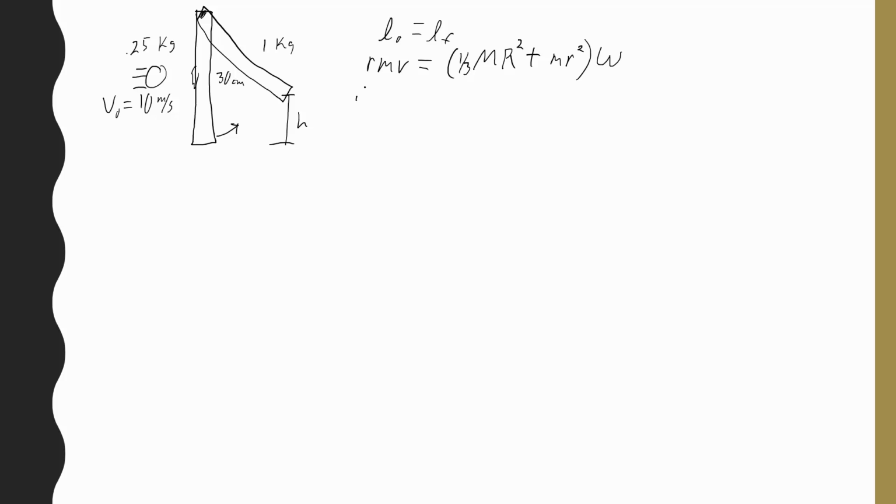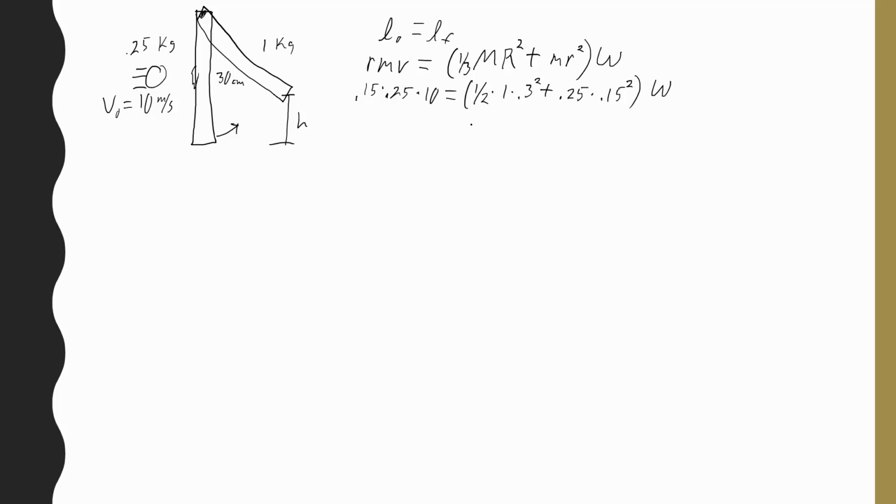We've got 0.15 is the closest approach here because it's hitting in the center of this rod of length 30 centimeters. The mass of the clay we said was 0.25 and its velocity was 10. We can set that equal to 1/3. The mass of the rod was 1 kilogram. R is the length of the rod in this case, so we need 0.3 squared plus the mass of the clay times its distance from the axis of rotation, so that again is 0.15 squared, and we can solve this guy for omega.